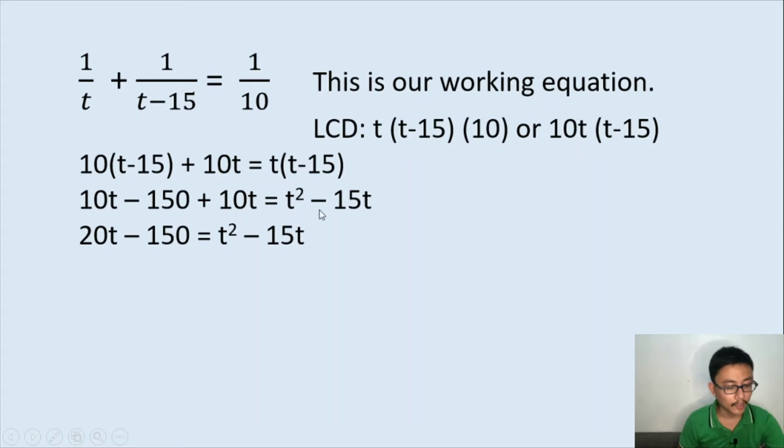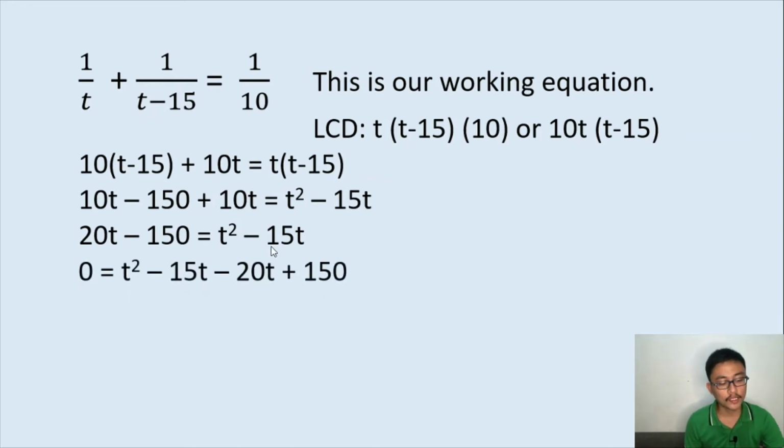t times t, t squared minus 10 times negative 15, negative 15t. Yes. So that's 10t plus 10t, that's 20t minus 150 equals t squared minus 15t. Then we just transpose all members to the left going to the right kasi nandito naman yung t squared. So that's 0 equals t squared minus 15t. So yung 20 na positive kanina magiging negative 20t. Yung negative 150 magiging positive 150.